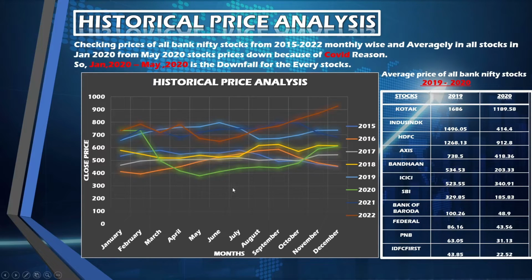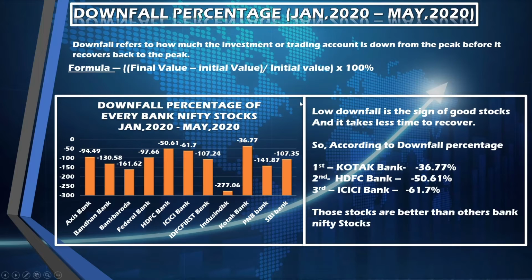I checked all the stocks in 2022. You can see the 2019 Kotak Mahindra Bank stock price is 1,686, which dropped down to 1,189. So every stock price decreased because of COVID. So I checked the downfall percentage of January 2020 to May 2020.